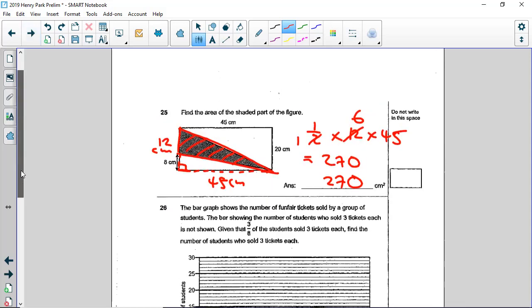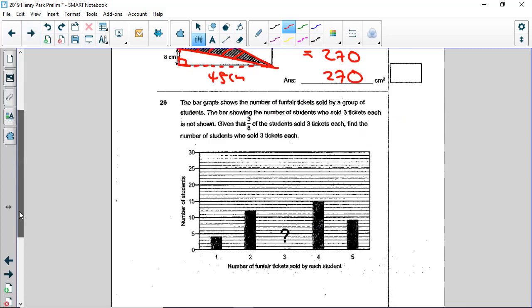Okay, question 26. Bar graph. The bar graph shows the fun fair tickets sold by a group of students. The bar for the students who sold 3 tickets each is not shown. Given that 3/8, all right, now lesson here. When you see a fraction, there is a family of fractions. What is the family? It means that there is one whole, 8 units, okay? 8 units. And then 3/8 or 3 units are the students who sold 3 tickets. Then where is the 5/8? Then the 5/8 must be this one, this one, this one, and this one.